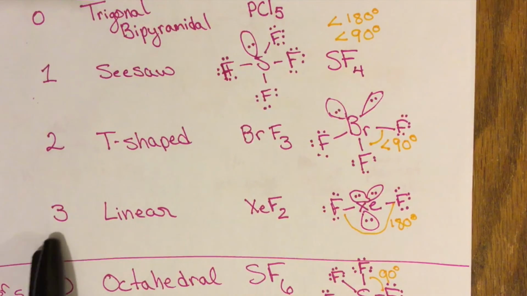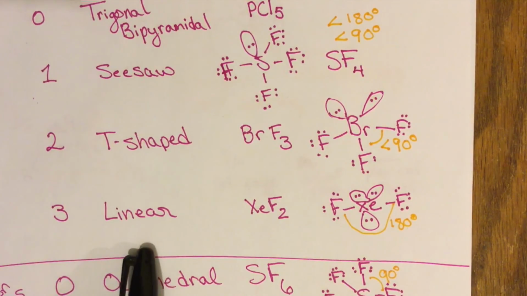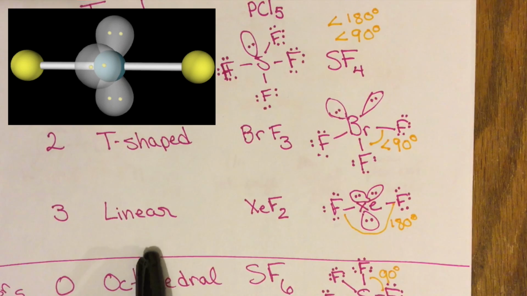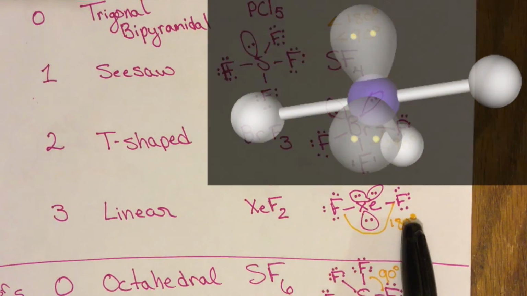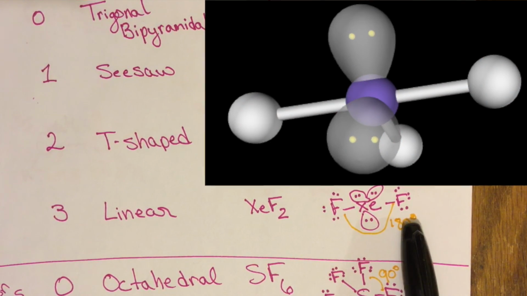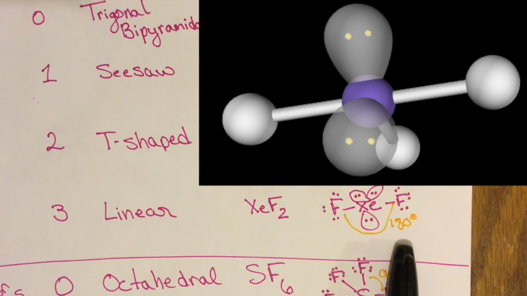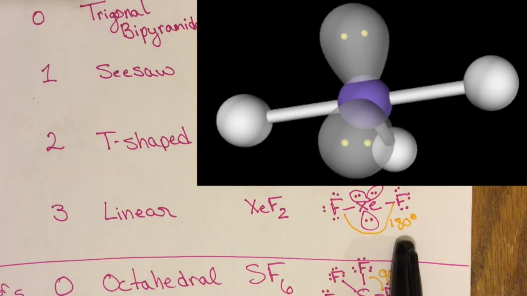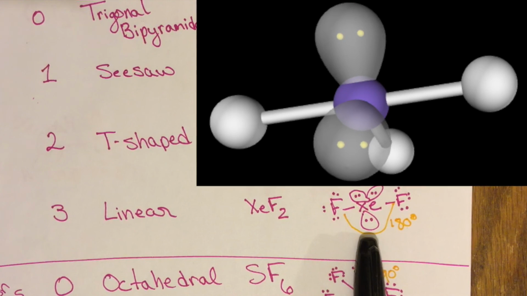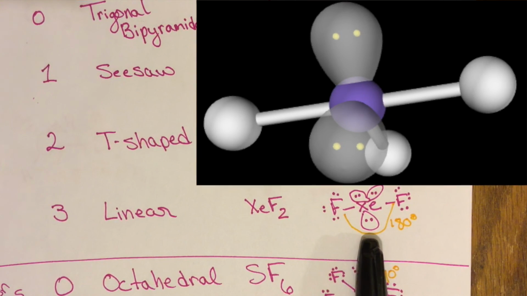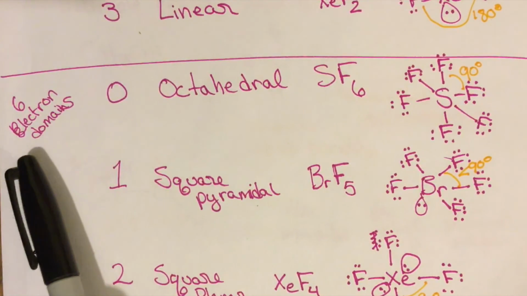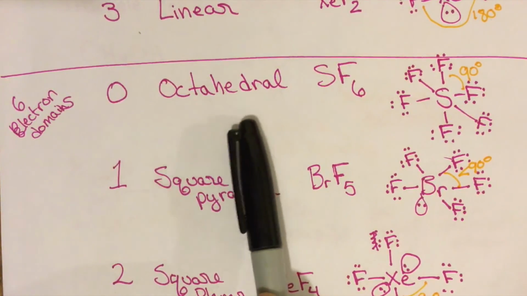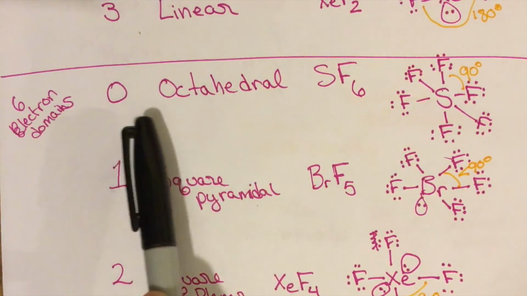Our last shape is 3 lone pairs, and this ends up being linear. So those 3 lone pairs form what is kind of a trigonal planar shape around the xenon, and you get 2 fluorines that are on the outside of the xenon. This does end up being 180 degrees because the electrons form kind of a perfect trigonal planar shape in the center of the molecule. Let's talk about what happens when I have 6 electron domains. Traditionally, when you have 6 electron domains and they are all bonded, we call this octahedral.